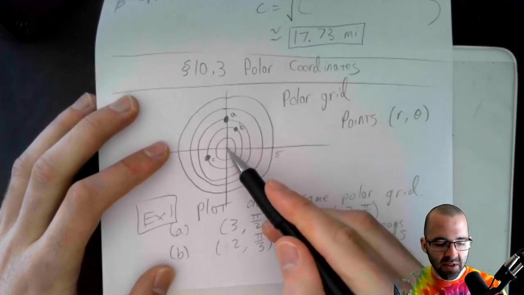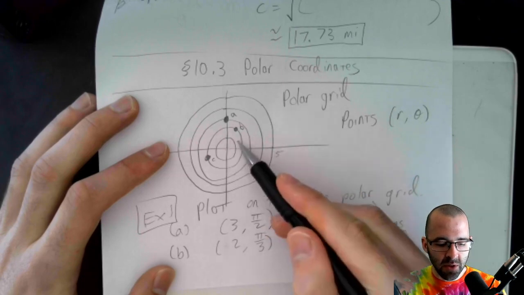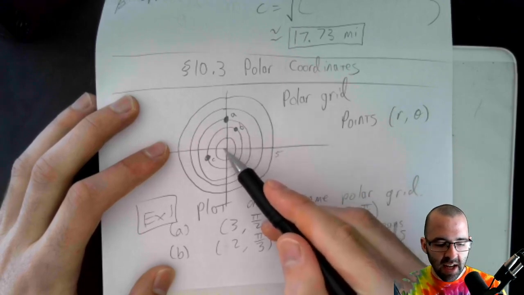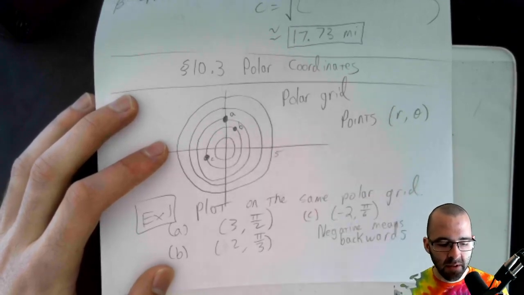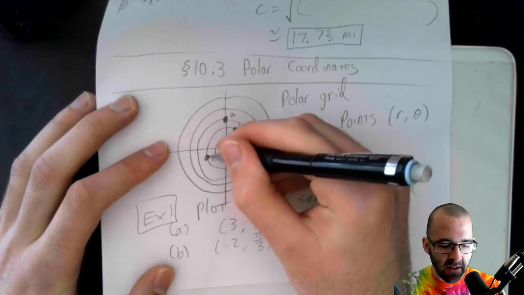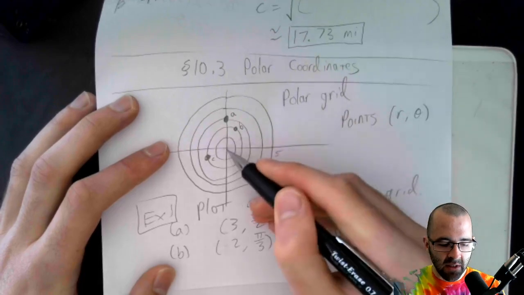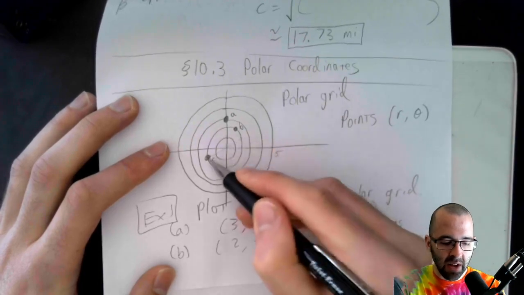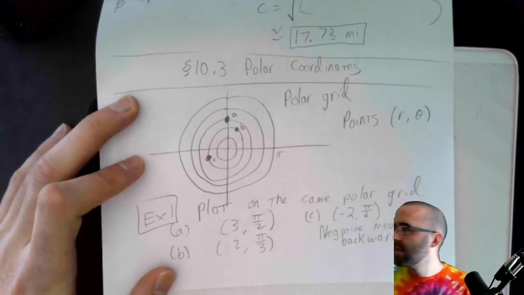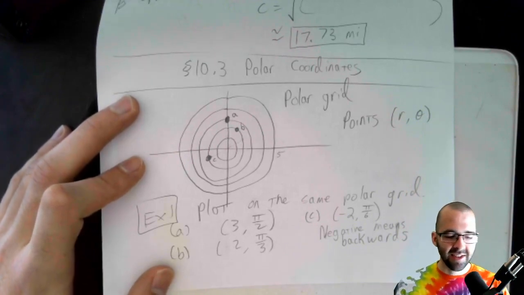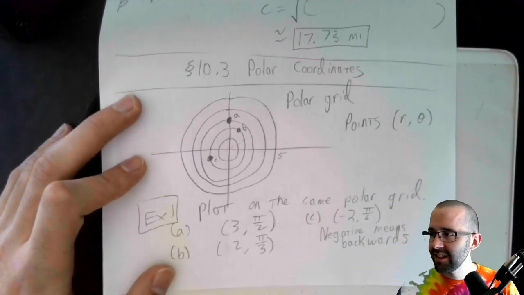So instead of pi over 6 and forwards 2, which would be here, we go pi over 6 and backwards 2. So if you thought about a dotted line right here, instead of going here 2, we go the opposite way 2. The dotted line is way too hard to see on this camera. I drew it very faint.